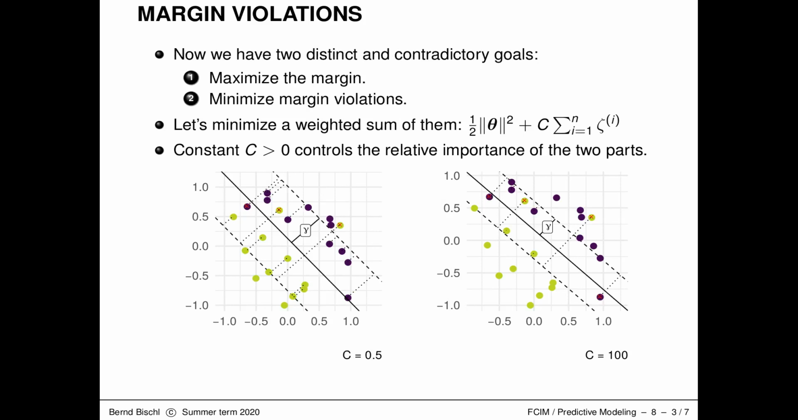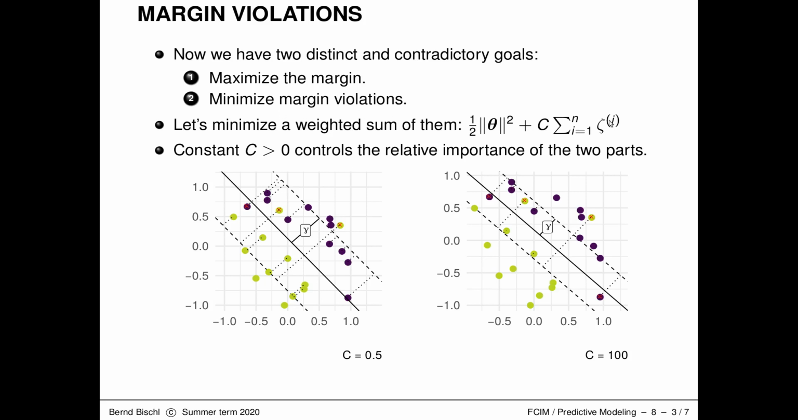And we now have to, unfortunately, optimize two distinct and also contradictory goals. So we still want to maximize the margin as before, but we can't allow arbitrary margin violations, as I explained before, so we also want to minimize our margin violations. There shouldn't be too many, and they should be of hopefully smallish size. So we already know how to maximize the margin, did that in the previous lecture unit, but how do we now minimize these margin violations?